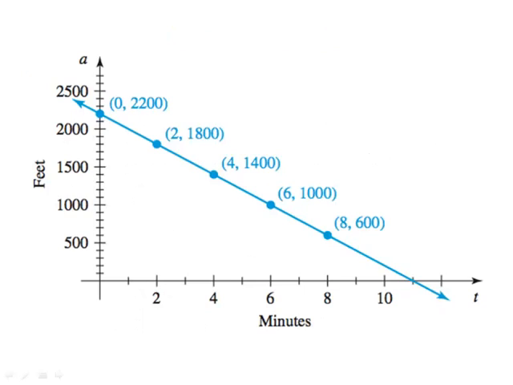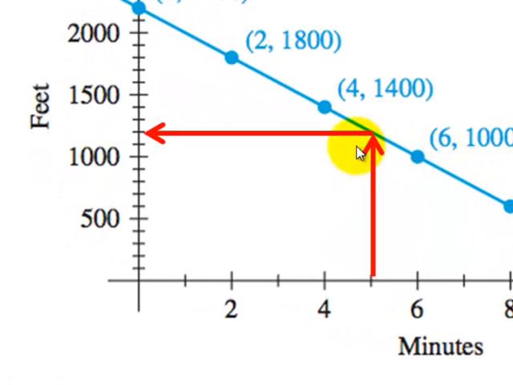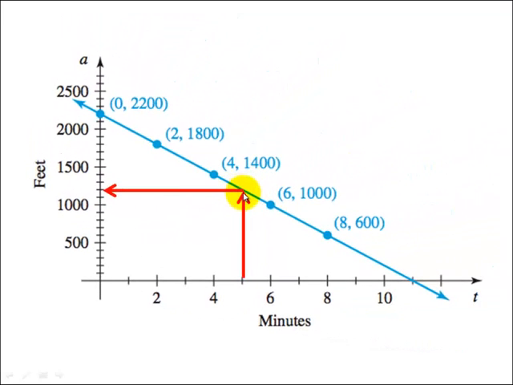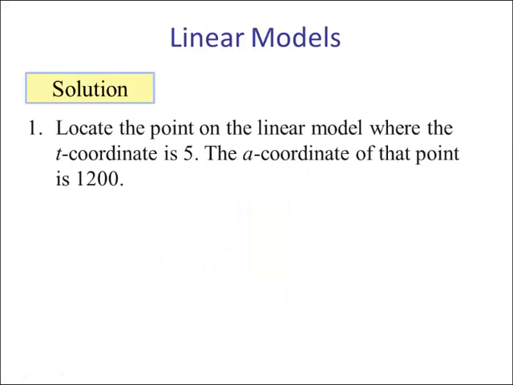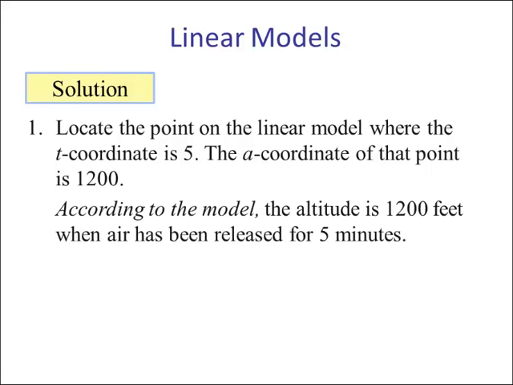So here we have our model. We are given that the time T is equal to 5, and we are going to estimate the altitude, and we see that the altitude is about 1,200 feet. So this point here has coordinates 5 and 1,200. So if we locate the point on the model, the T coordinate is 5, the A coordinate is 1,200. If we were to interpret this, we would say, according to the model, the altitude is 1,200 feet when the air has been released for 5 minutes.